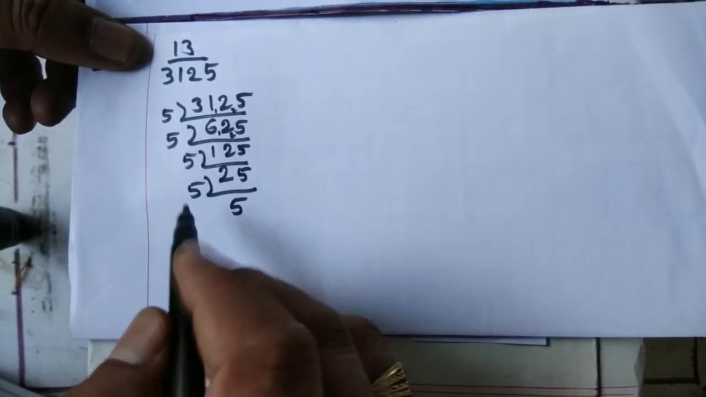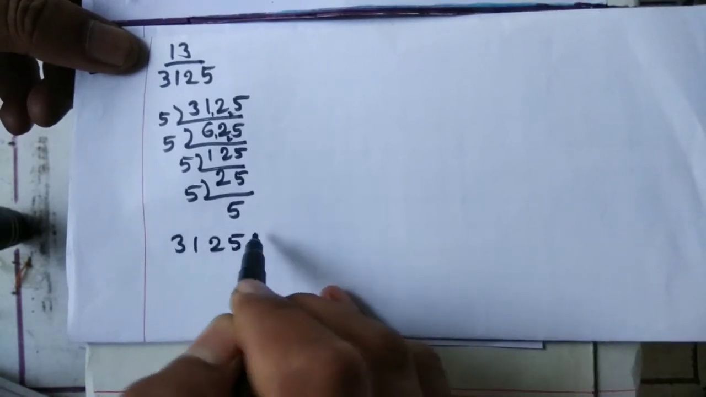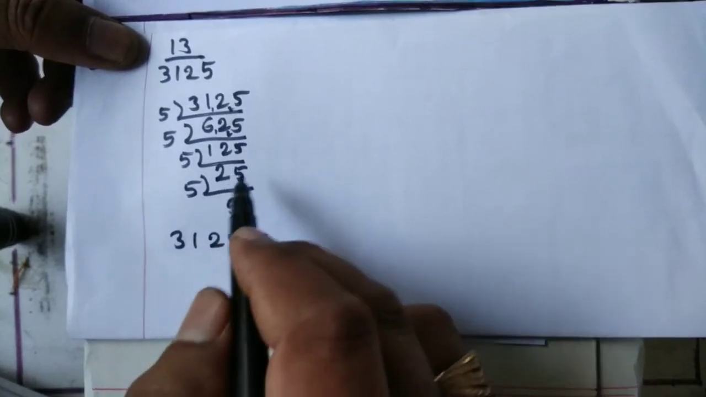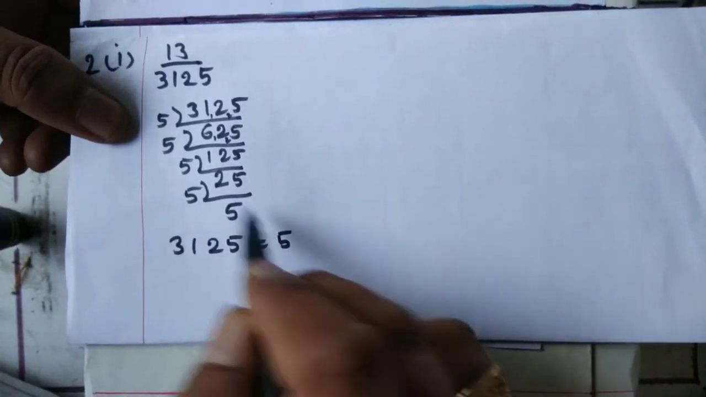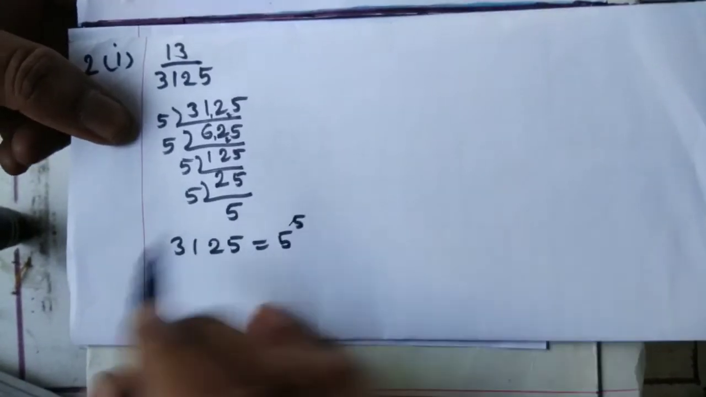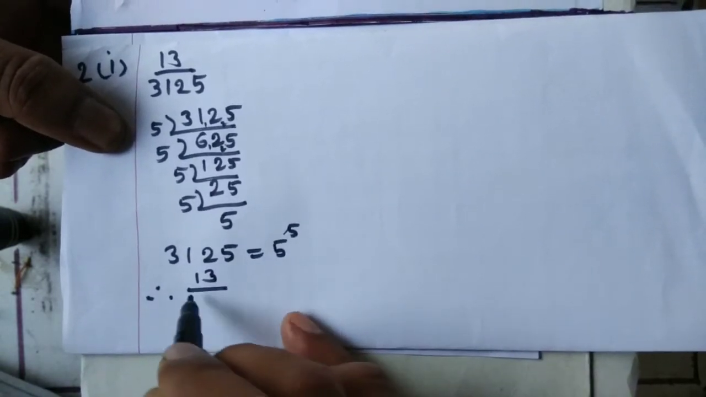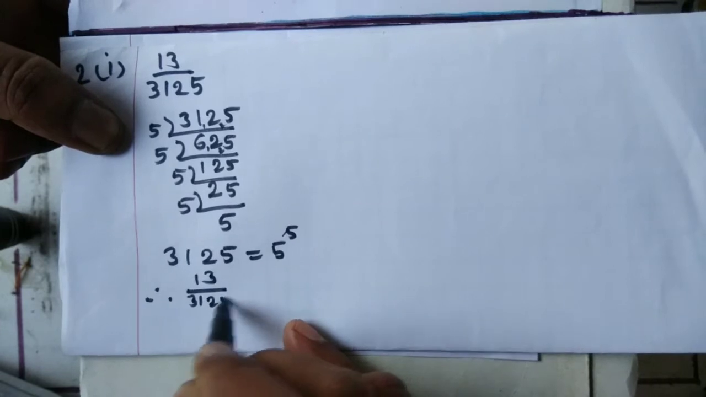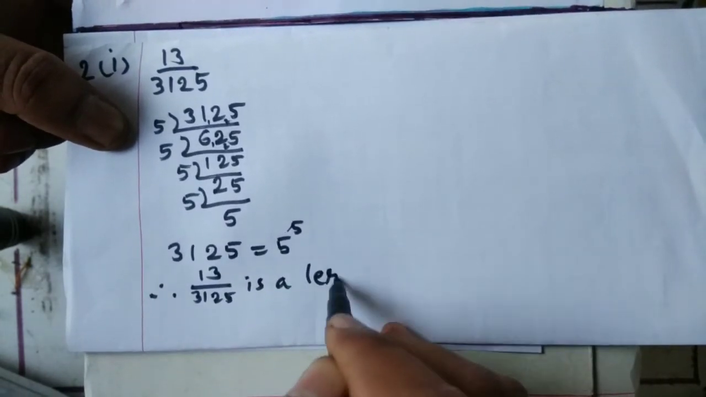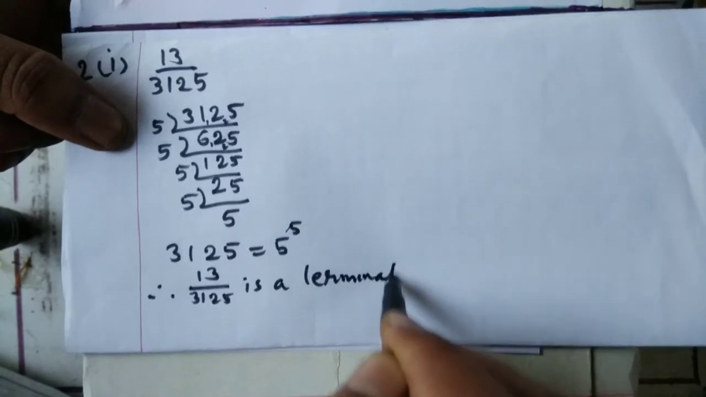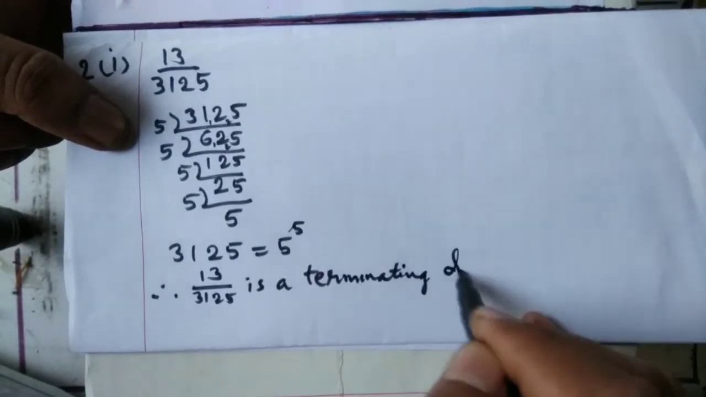The denominator 3125 is in the form 5 power n, 5 to the power of 5. Therefore 13 by 3125 is a terminating decimal.